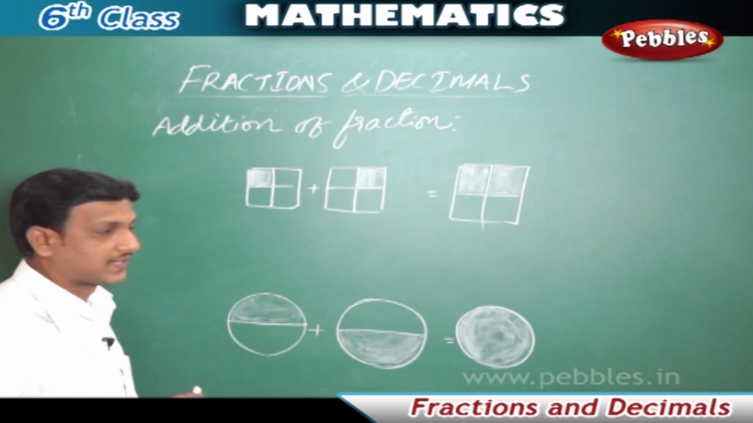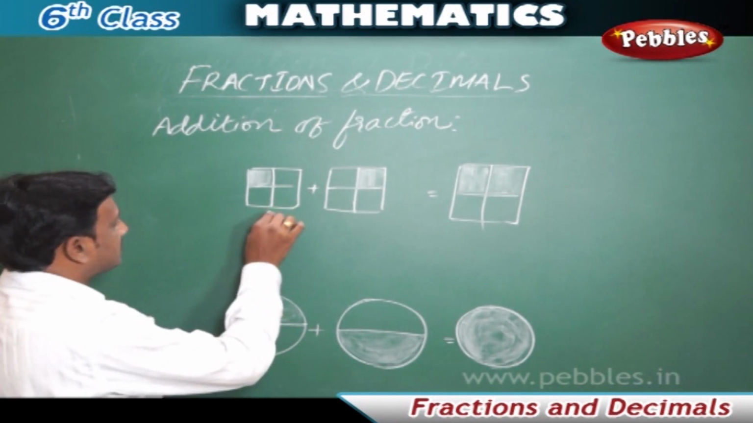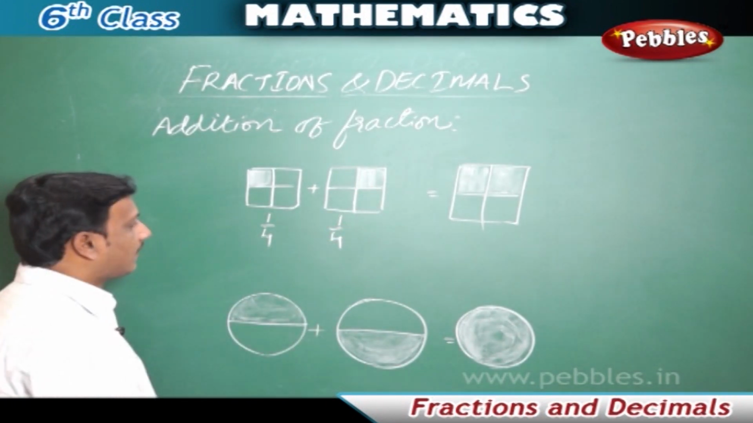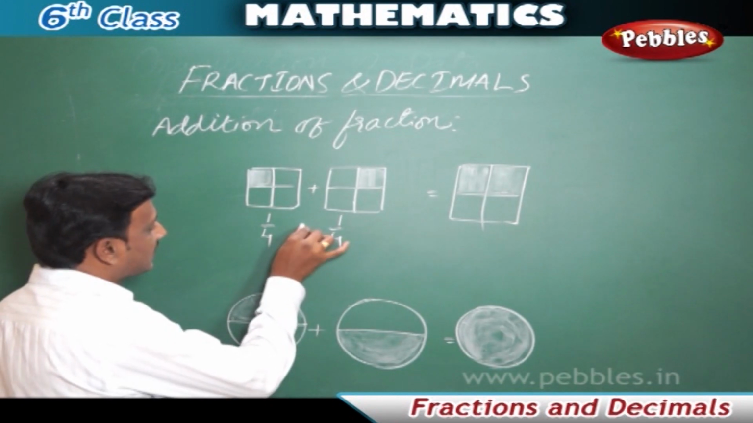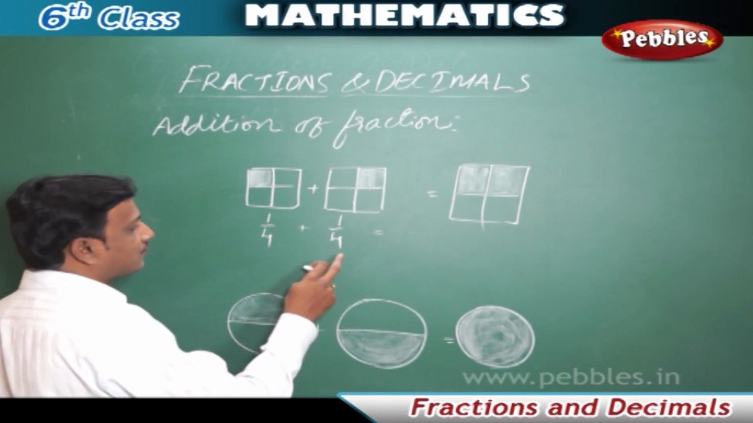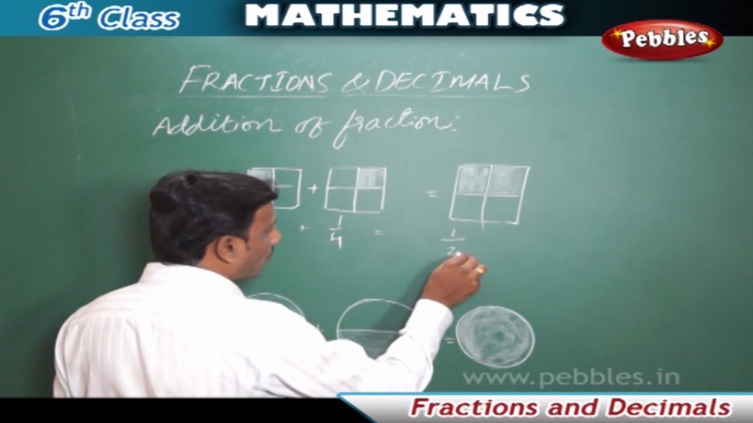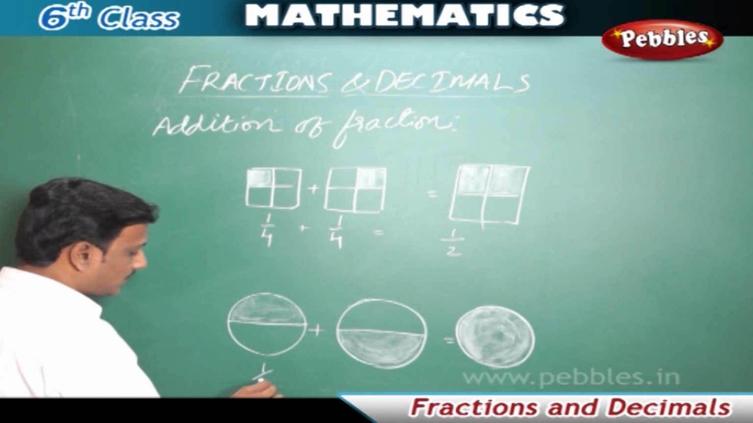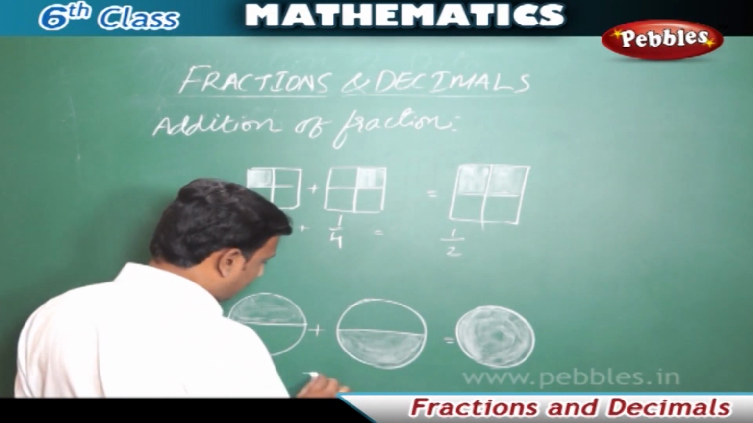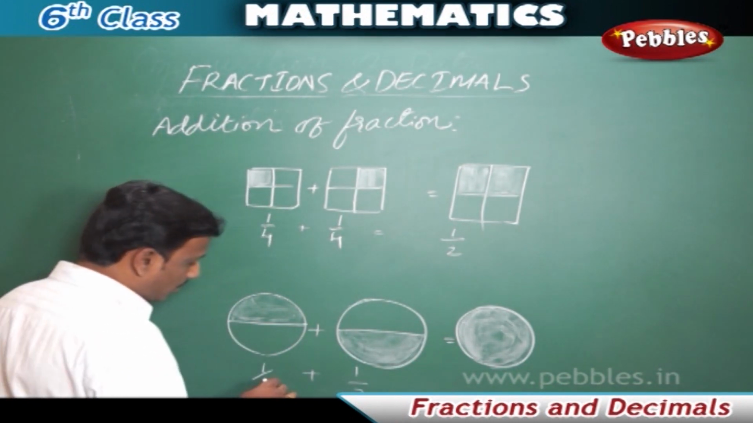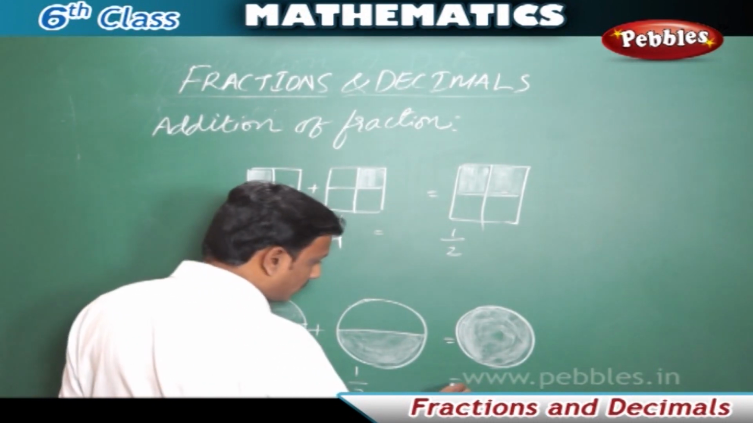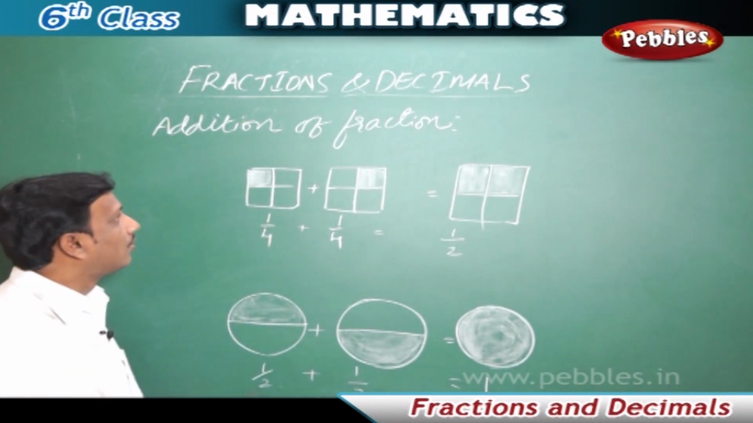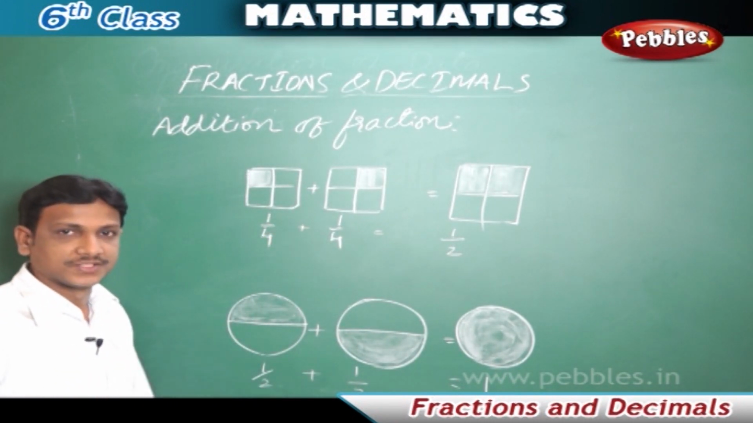Addition of fractions. This picture represents 1/4 and this picture represents 1/4. Now we're going to add 1/4 plus 1/4. 1/4 plus 1/4 gives rise to 1/2. In the same way, this picture represents 1/2 and this picture represents 1/2. So 1/2 plus 1/2, half plus half, gives 1. So this is the addition of fractions.